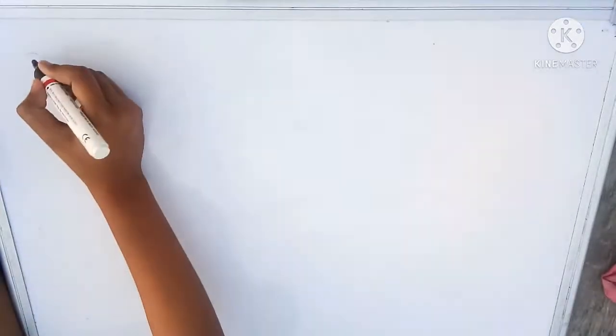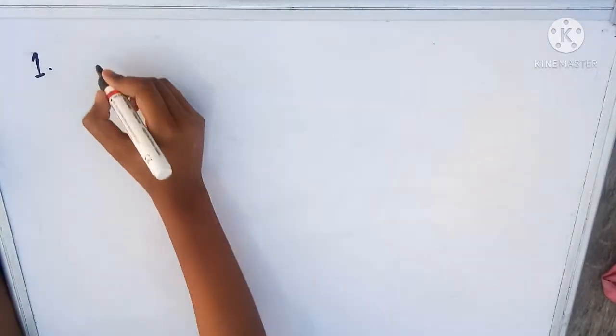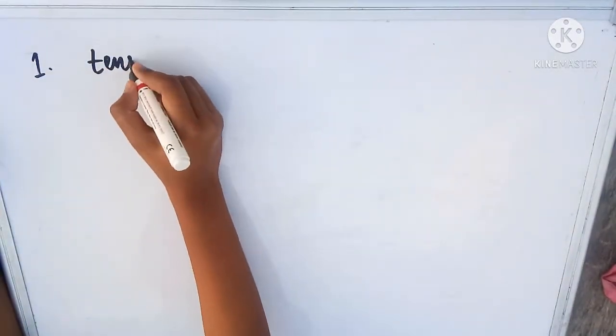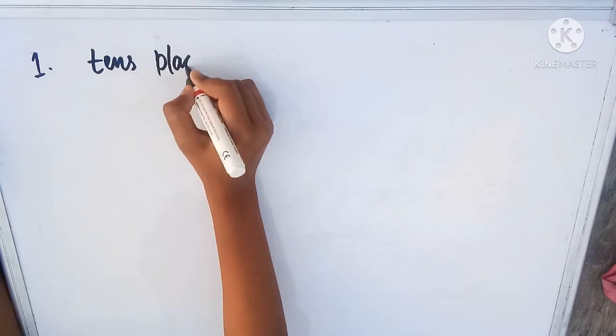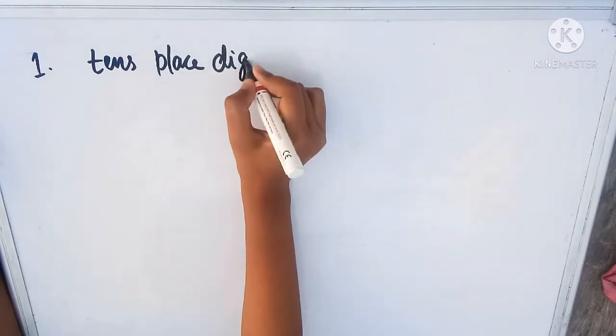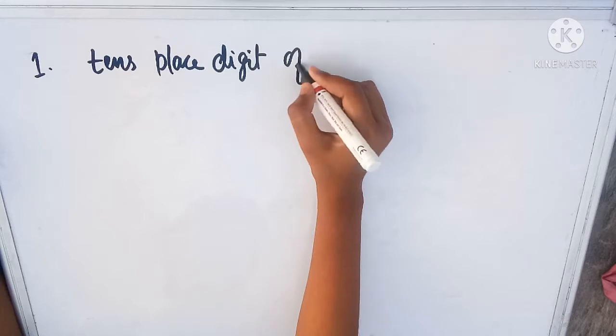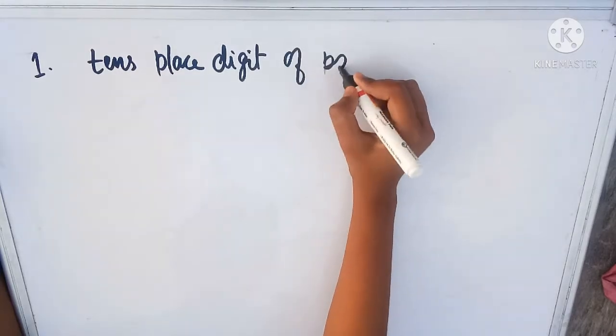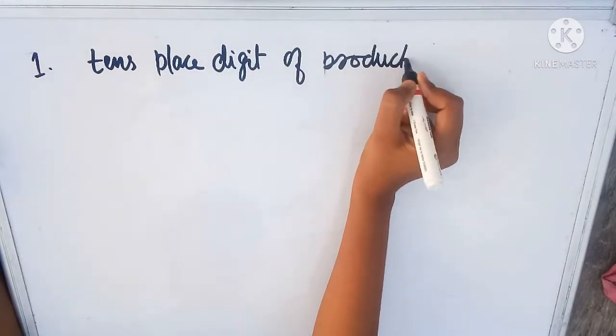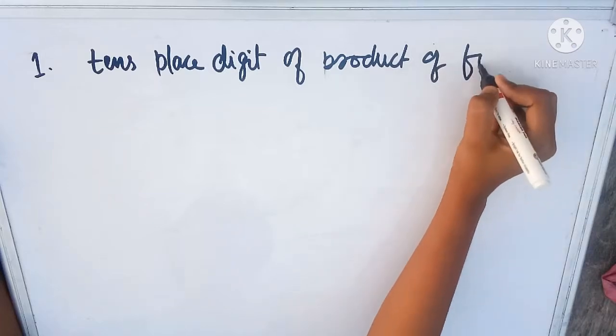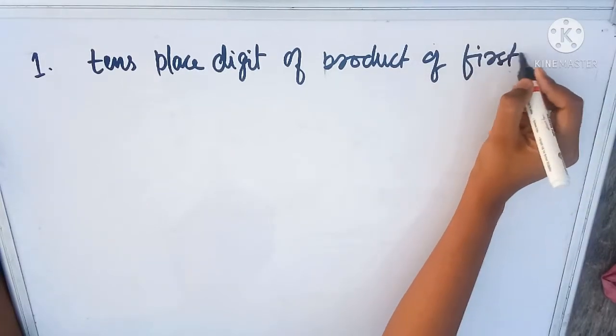In this video we will cover level 1 questions of chapter 1, real number, HCF and LCM. So the first question is, we have to find the tens place digit of the product of the first 35 even natural numbers.